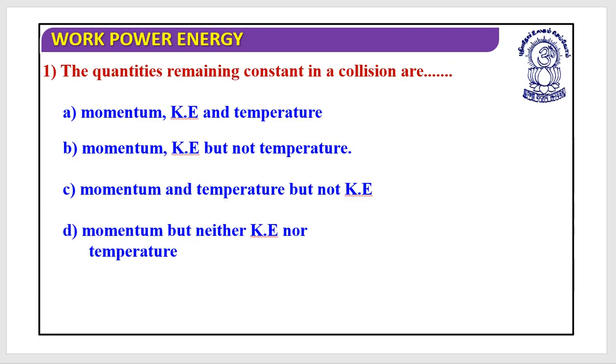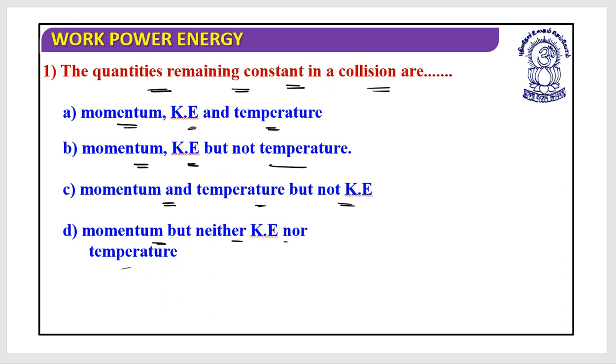So let's have certain questions based on this. It says the quantities remaining constant in a collision are. So which are the quantities that remain constant in the collision? First option: momentum, kinetic energy, and temperature. Second option: momentum, kinetic energy, but not the temperature. Third: momentum and temperature, but not the kinetic energy. Fourth: momentum, but neither kinetic energy nor temperature. Now, what should be the option? Tell me.